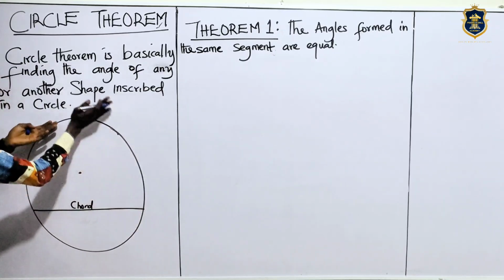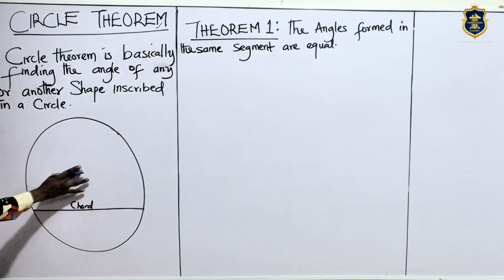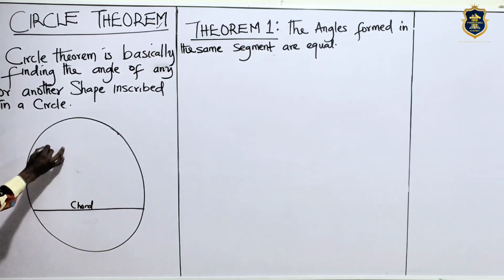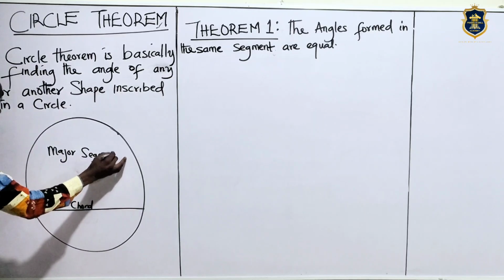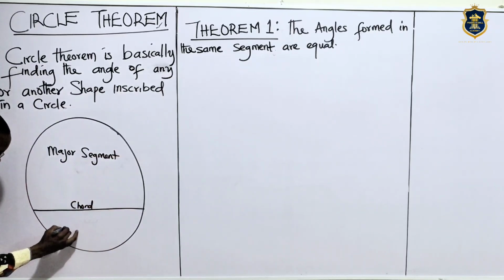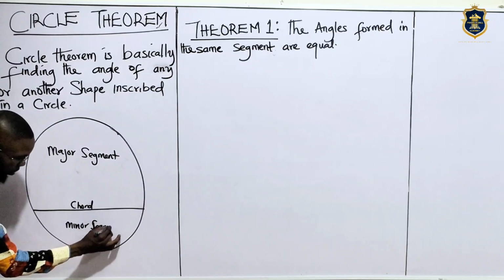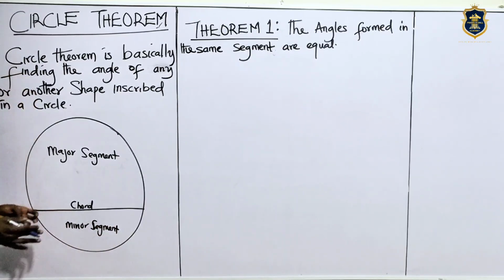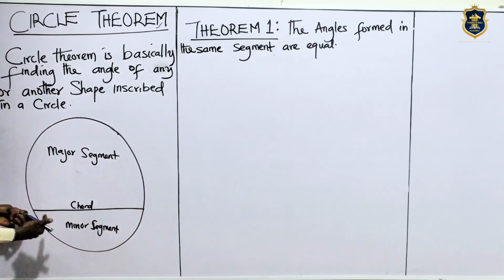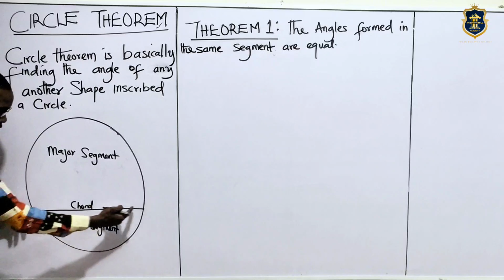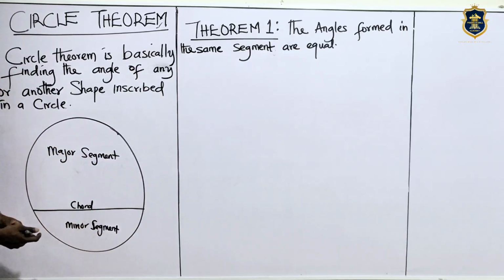Now the whole of this part, this surface of the circle, is called a major segment. And the whole of this smaller part is called the minor segment. Right? Just understand what a segment is. A segment is just a part of the circle that is cut off by a line. We said this line is called the chord, and the whole of this part is called the major segment, and this part is called the minor segment.